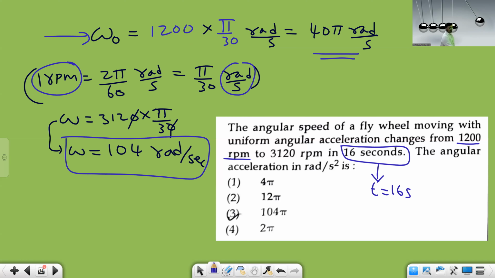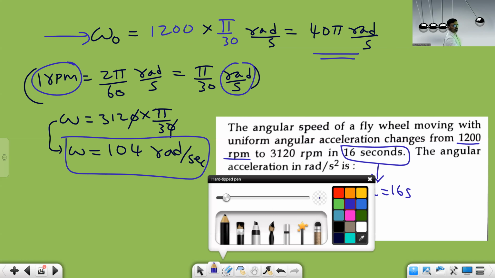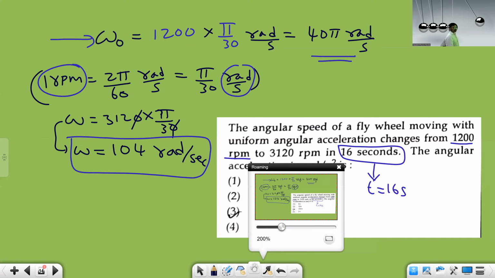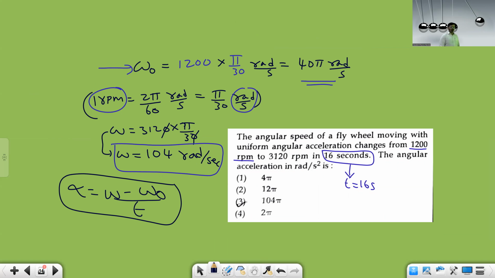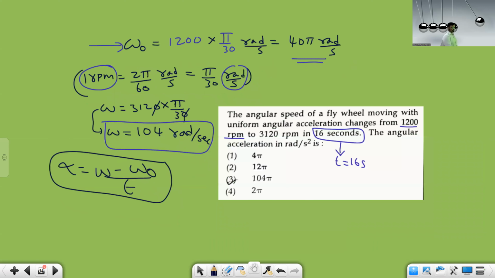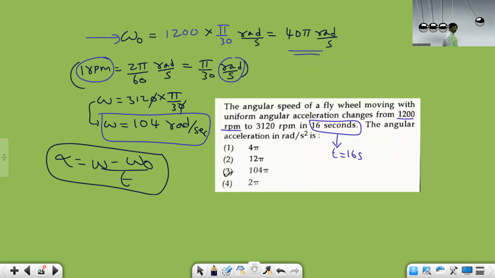So what formula do I have based on this knowledge? What formula do I have to use now? Very simple. We have to use the formula alpha is equal to omega minus omega naught by t. Alpha is angular acceleration, the rate of change of angular velocity. I hope you are clear. So from this, simply substitute the values.